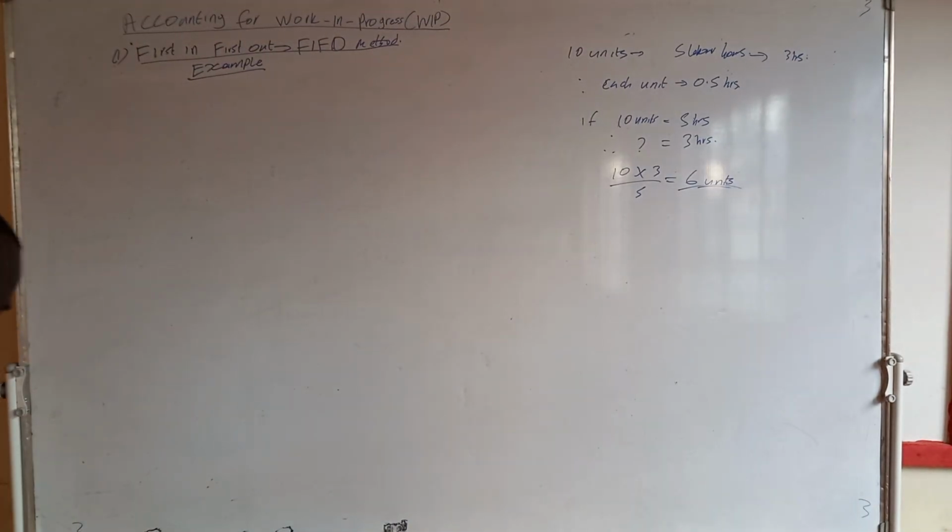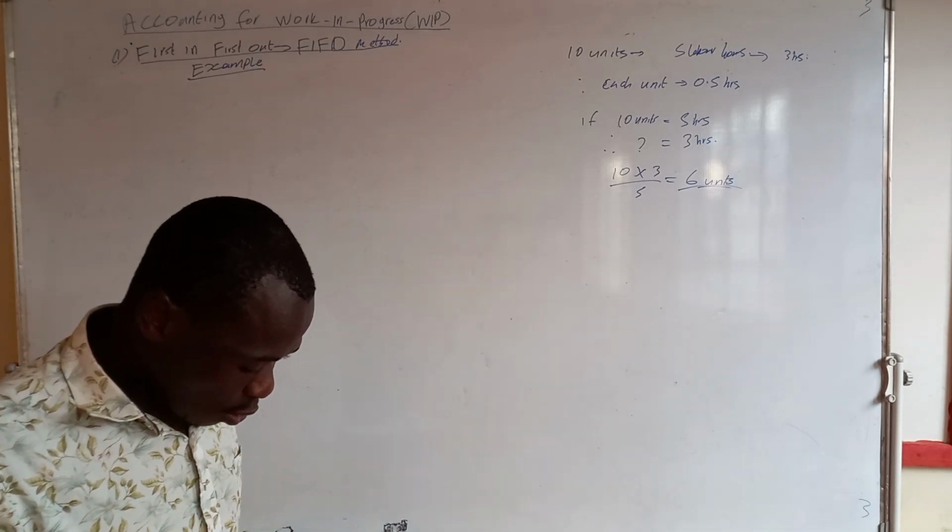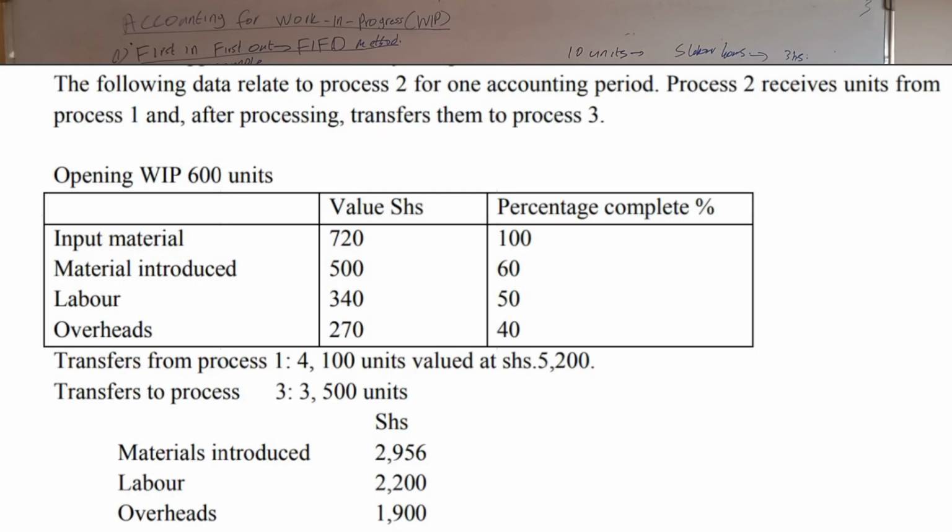Now let us continue. Transfer from process 1, 4,100 units, valued at shillings 5,200. Transfer to process 3 is 3,500 units. Those are the units that are fully complete at process 2, the ones being transferred to the next step, which is process 3.